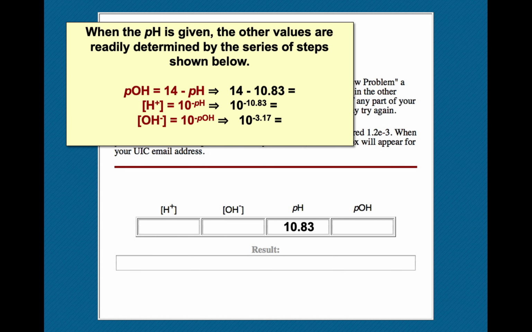First of all, we can do pOH right away. 14 minus 10.8, 3.17. If we know the pH, 10 to the minus pH is hydronium, 10 to the minus pH, 1.48 times 10 to the minus 11. Again, hydroxide, we know a pOH value, simply 10 to the minus 3.17, and we've done it.